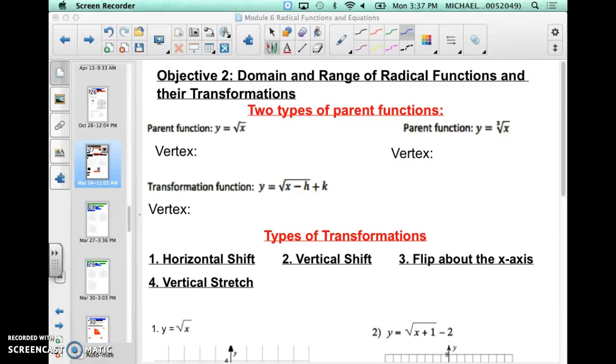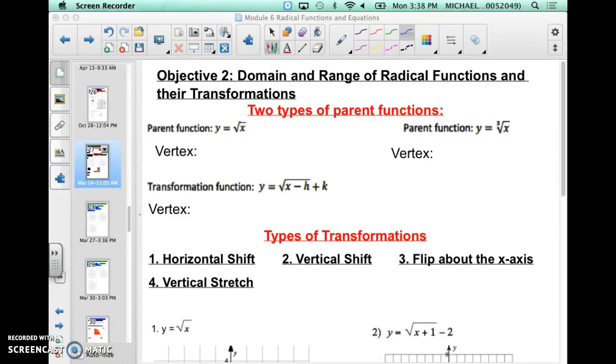Objective 2, domain and range of radical functions and their transformations. Alright, in this video we're going to talk about two types of parent functions for radical equations, and that's going to be y equals the square root of x and y equals the cube root of x.